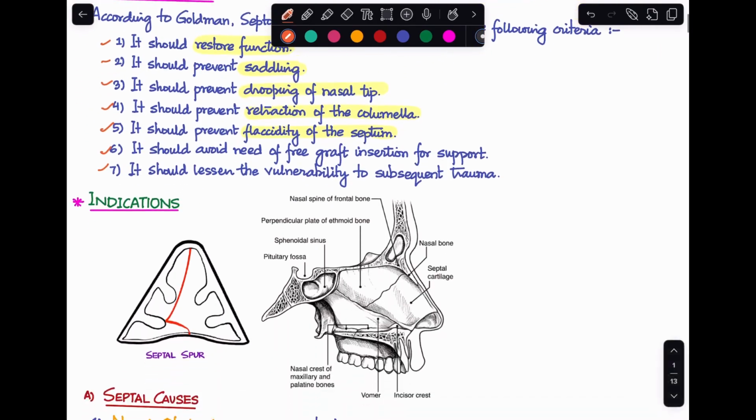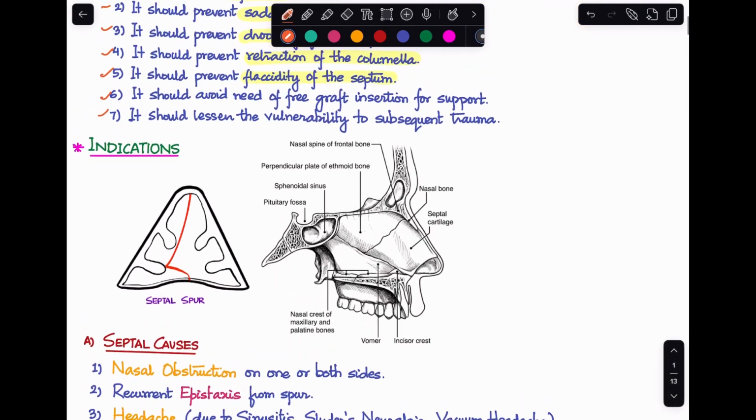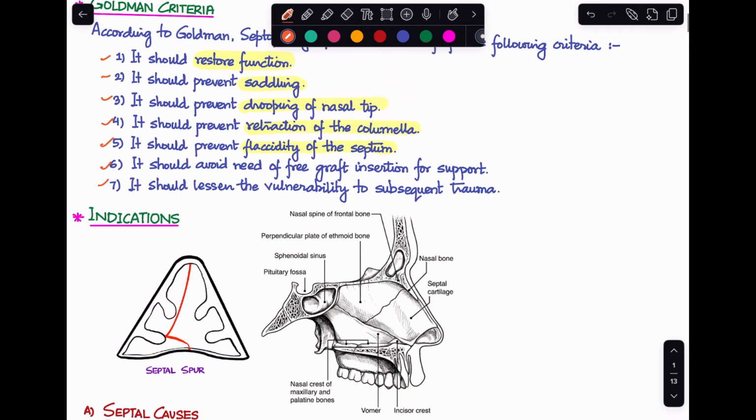Next, let's talk about the indications of septoplasty. Now, indications of septoplasty, whenever we are asked this question, we'll proceed in a very systematic manner. So, we will divide the indications into 2 types. We'll have septal causes and we'll have non-septal causes. So, first, let's discuss the septal causes of septoplasty.